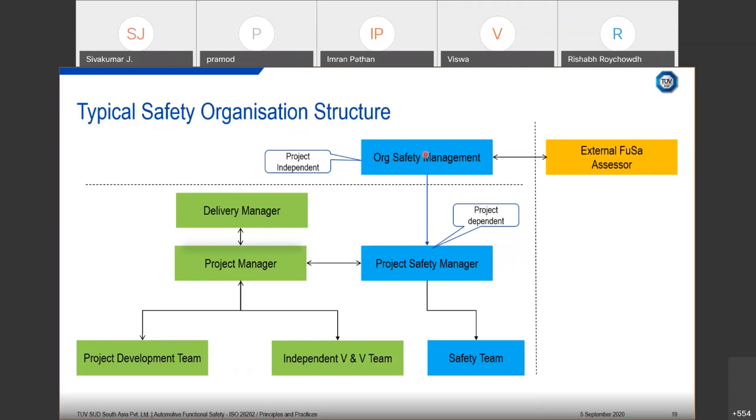But here I'm only showing the organizational safety management aspect, where the organizational safety management also keeps in touch with the external functional safety assessor. Once that interaction is initiated, the project safety manager also keeps continuing the discussion with the external functional safety assessor and keeps following it up. Okay, so this is the organization structure.